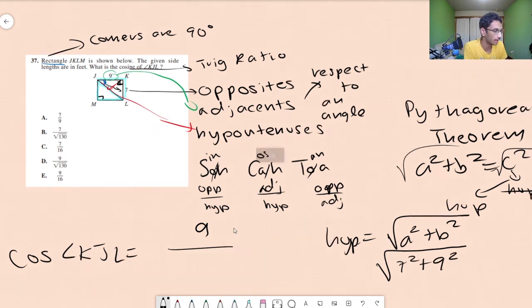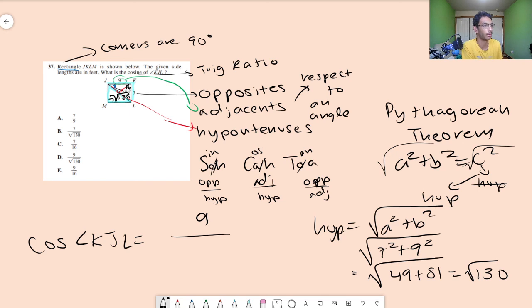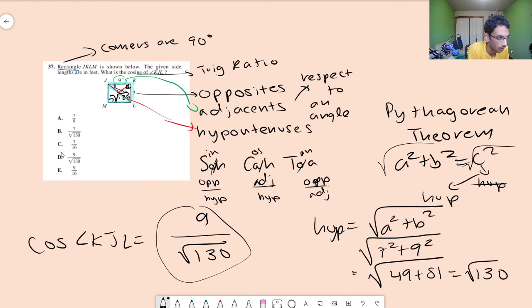Basically the hypotenuse is the square root of 49 plus 81, which is the square root of 130. That means the hypotenuse of this triangle is the square root of 130, and we can apply it to our SOHCAHTOA right here. Cosine is adjacent over hypotenuse. Adjacent is 9, and our hypotenuse is the square root of 130. So that is the cosine of angle KJL, which means the answer is D.